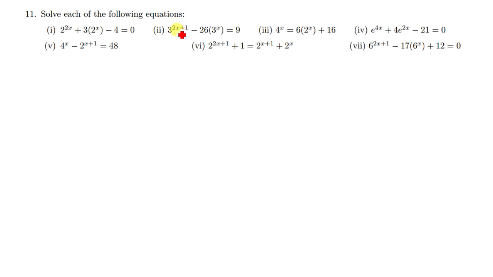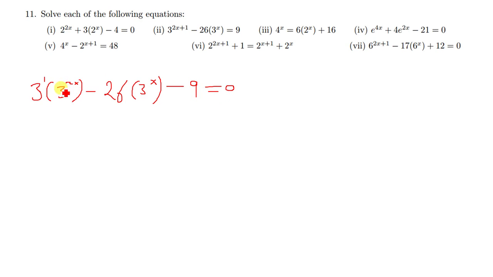It means that if they added 2x plus 1, they had something like 3 to the power 1, and then times 3 to the power 2x. Since we're multiplying 2 numbers with the same base, you simply add the powers. And then we write minus 26, and then 3 raised to power x, and this is equal to 9. Or I can bring the 9 to the other side of the equal sign in advance, so I'm going to have minus 9 equal to 0.